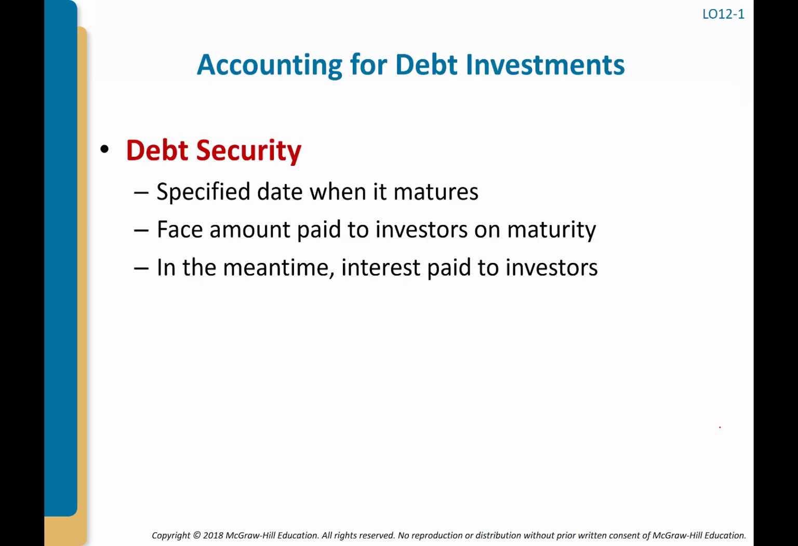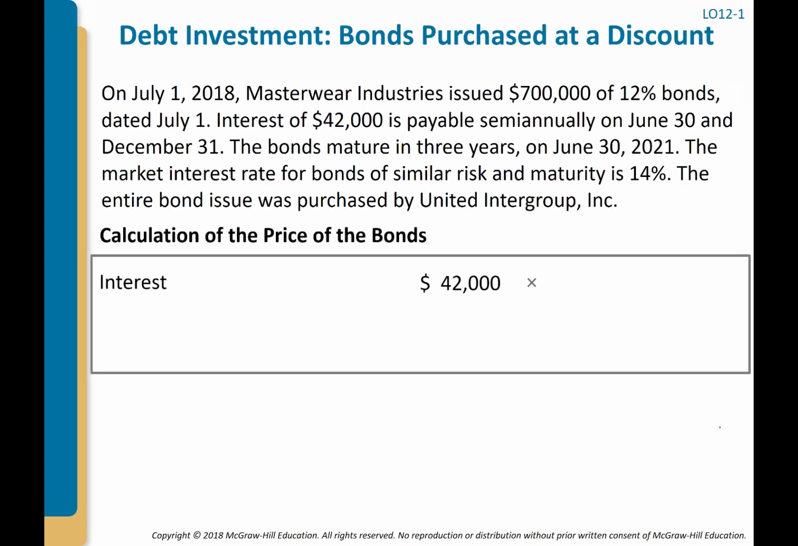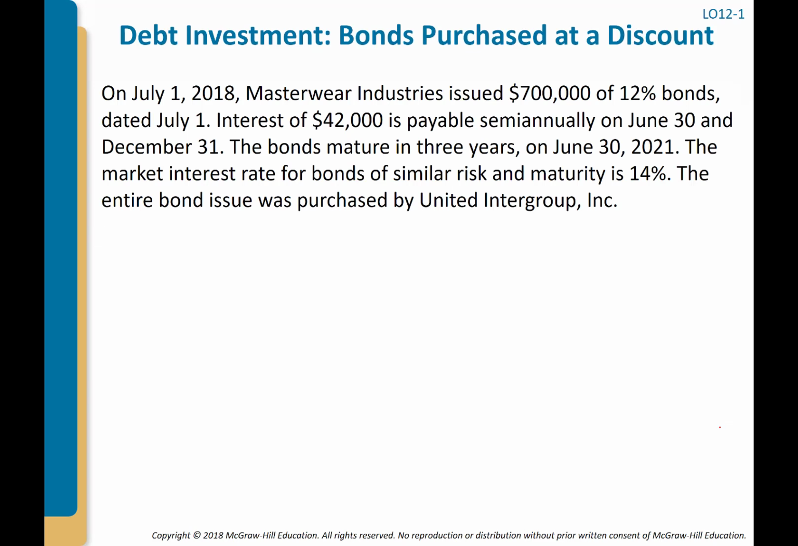Okay, and so we have the date as to when the bond matures, and the face amount that is paid to the investor on maturity. In the meantime, before it's paid off to us, we're the investor, and we will of course be getting interest on those bonds, on those debt securities. Okay, so let's take a look at this particular one, and we have July 1st.